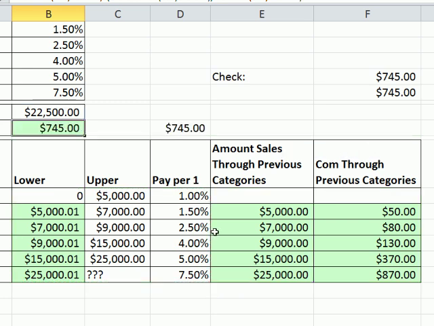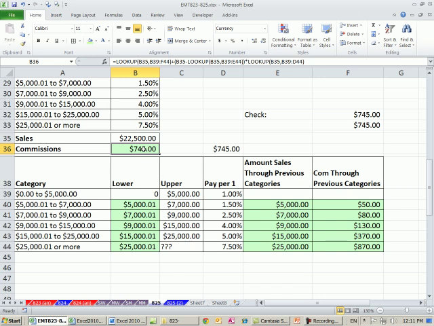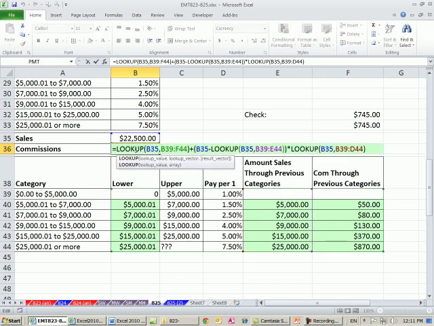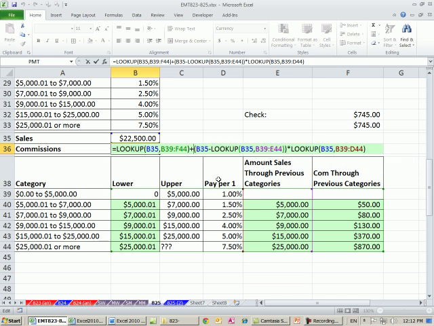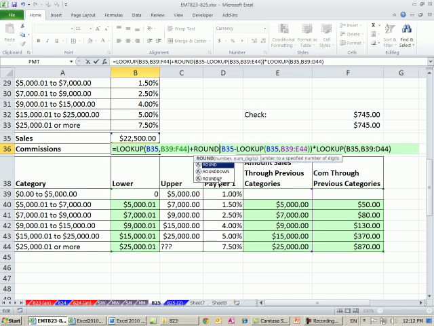Control Enter. Now I am going to round part of this. So the part, this lookup number is getting the previous amount, and that's already been rounded, so it's just this. Some number times some number, and anytime you're dividing or multiplying decimals, you run the risk of a rounding error, comma 2 to the penny.